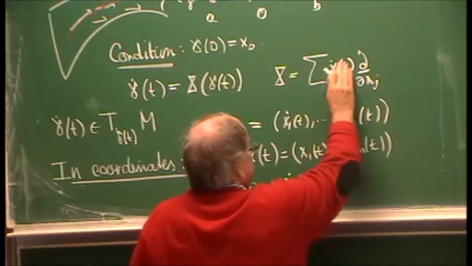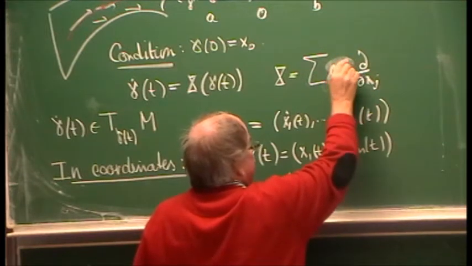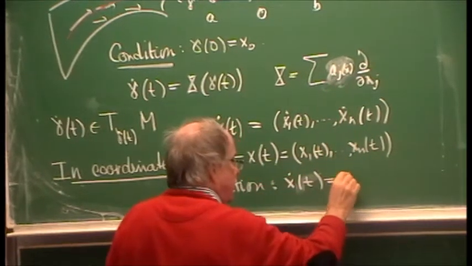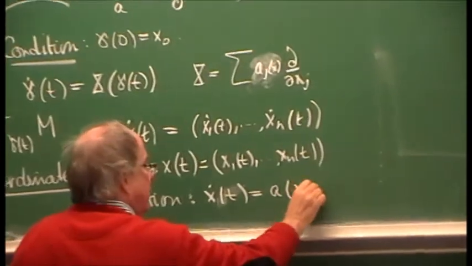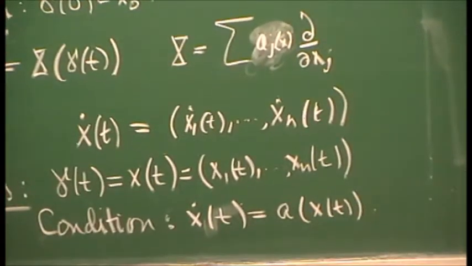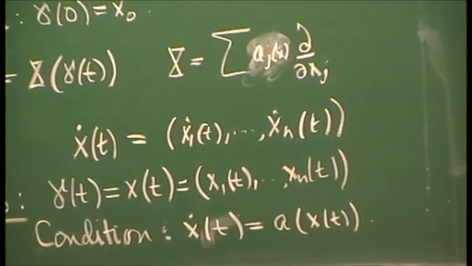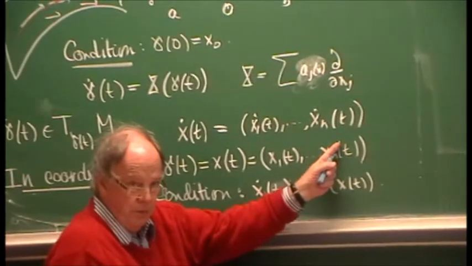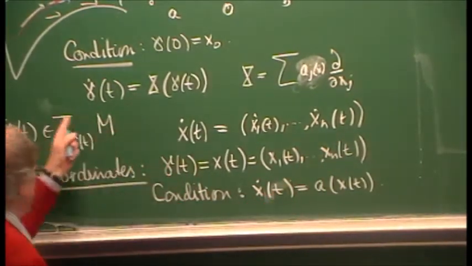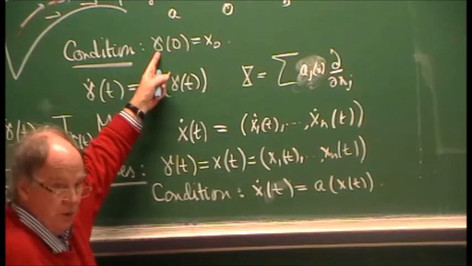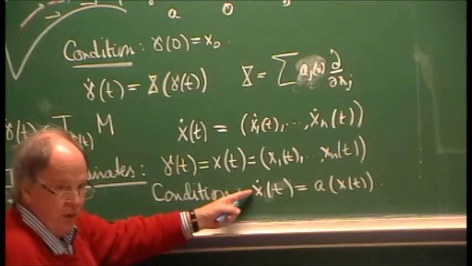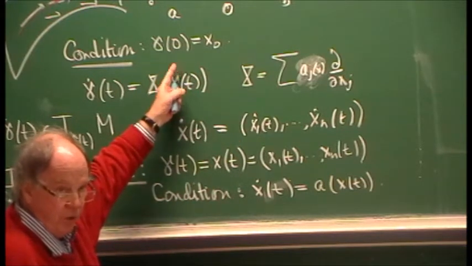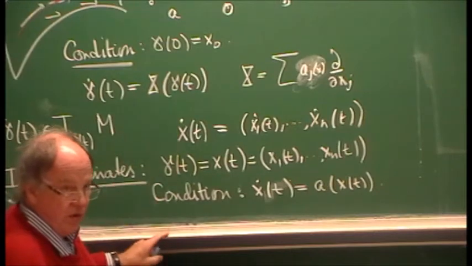Let's write this as a of x, not constant here, and that says then the statement is x dot of t equals a of x of t. You see, this is a vector equation, so n equations for this, and with an initial condition, which is someplace here, here is the initial condition. Okay. So this is n ordinary differential equations with an initial condition. This is a standard question in ordinary differential equations. This is the standard ordinary differential equation.